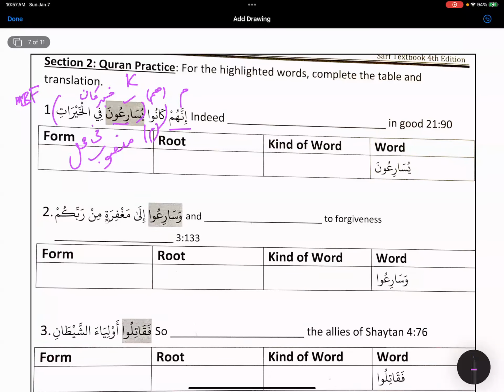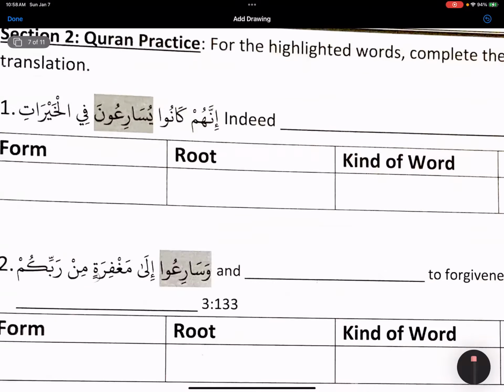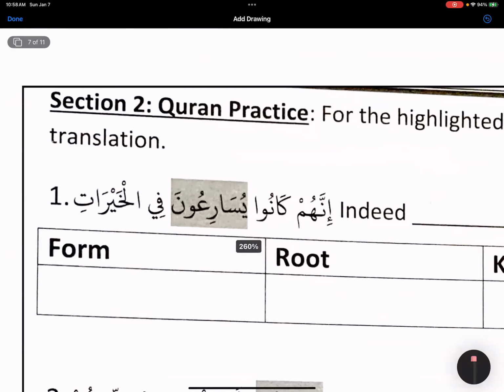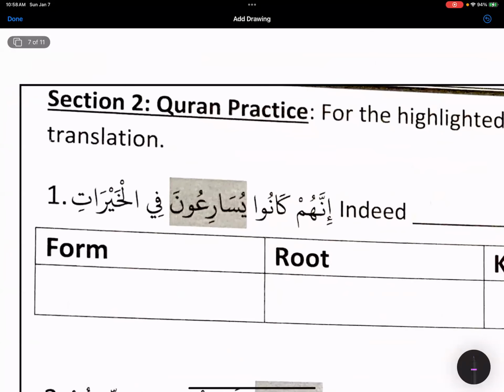And how are we going to translate the whole thing? Yusariuna: indeed, they compete in making good deeds. Yusariuna fi, with Kanu and fail mudaria: indeed, they compete in good. What does yusariuna mean? It means to go ahead, to advance. They did that. They race, they compete.